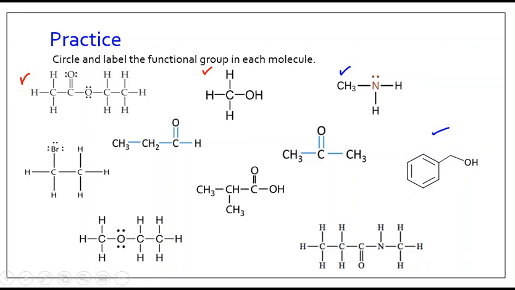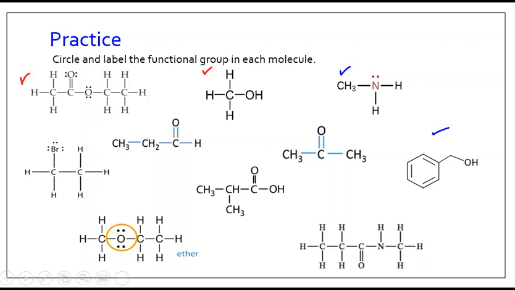Almost done with our practice here. How about to the lower left? We see that oxygen in between two carbons. What would that one identify as? Now it's not double bonded, it's just an O in between two carbons. That one is an ether.